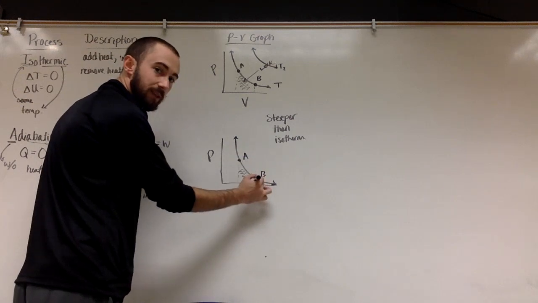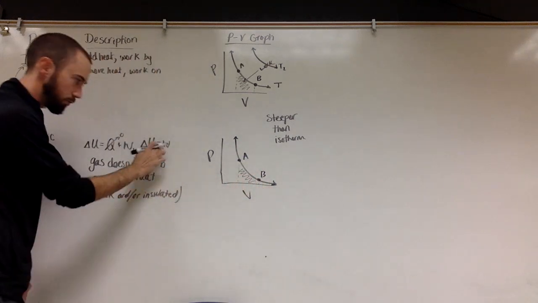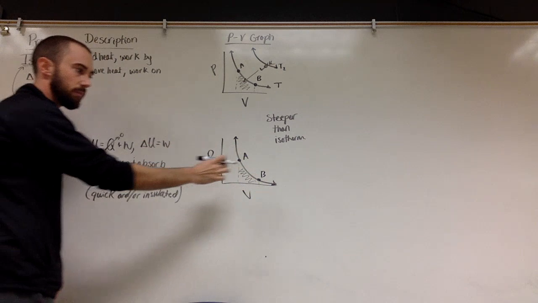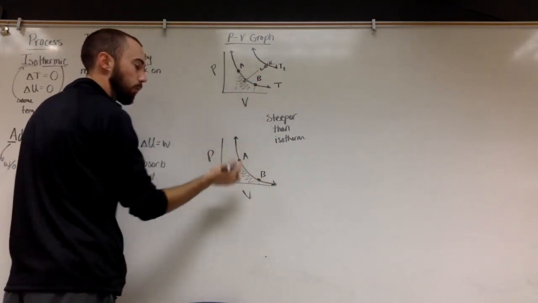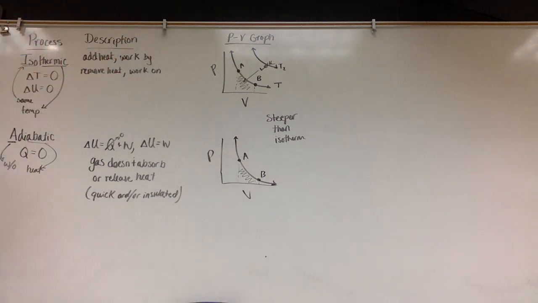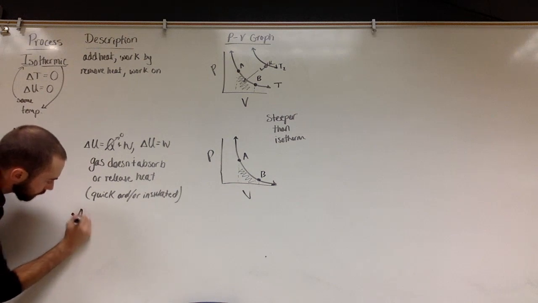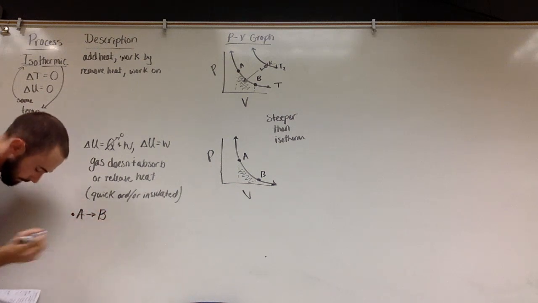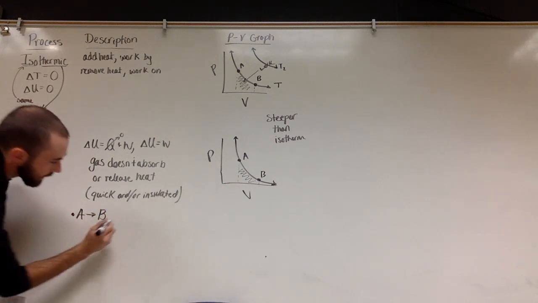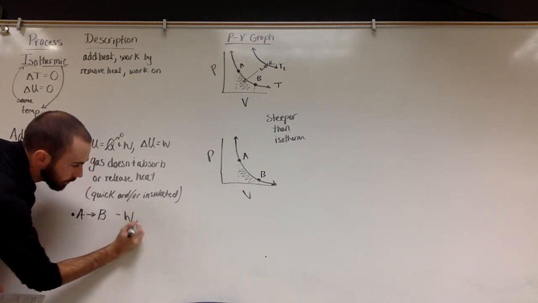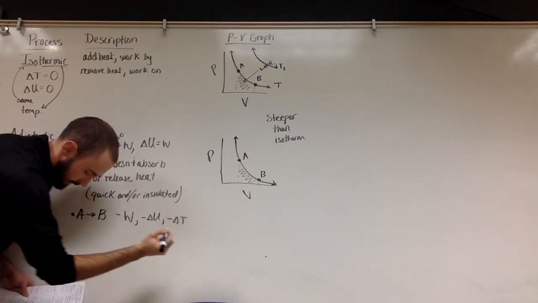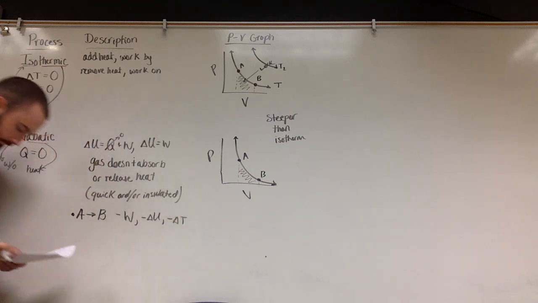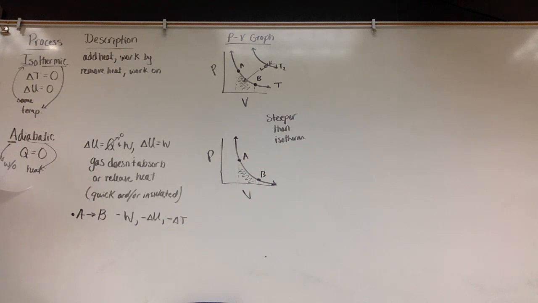If I go this way, I'm going to be losing energy because doing work means I have a negative delta U. My temperature is going to be dropping. That's why I go from one isotherm down to a lower one. So that's an important thing on there. Just like we said before, if I go from A to B, then I have negative work, which means I have negative delta U, which means I have negative delta T. So there you go.